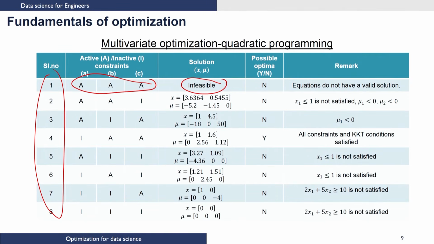Let us look at some other condition here. Let us pick for example row 5. So, if you look at row 5, we have made a choice that the first constraint is active, the second constraint is inactive, and the third constraint is inactive.